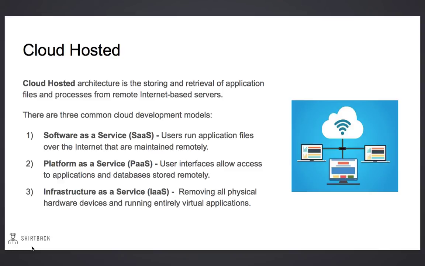Software as a service, or SaaS, allows users to run application files over the internet that are maintained remotely. Platform as a service, or PaaS, allows user interfaces to provide access to applications and databases that are stored remotely. Infrastructure as a service, or IaaS, will remove all physical hardware devices from our network system. We will run our applications entirely virtual.